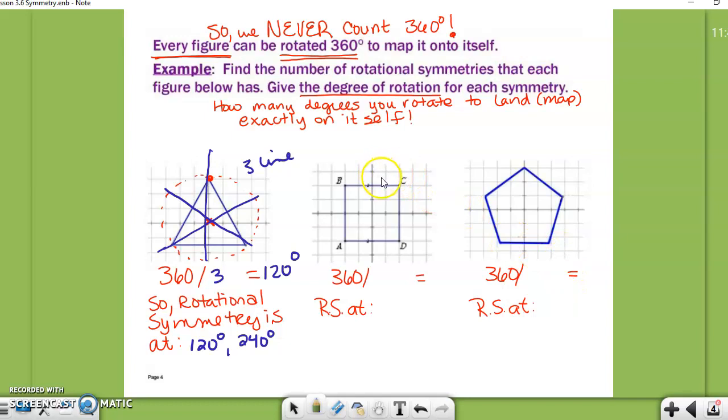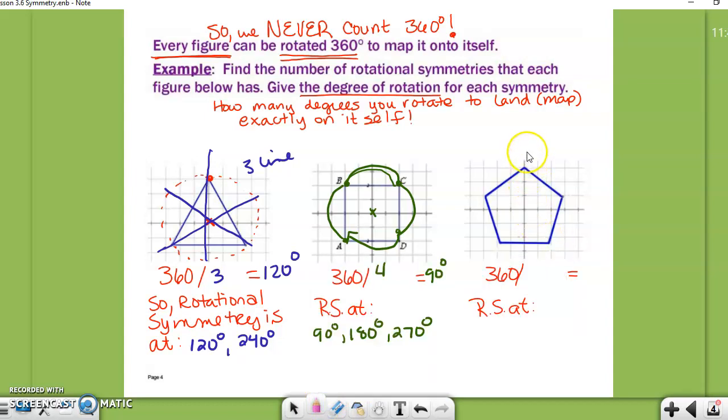Then when I take a look at the figure here, the square, I pick a point like A, and I'm going to rotate about the center of the figure. It would take me 1, 2, 3, 4 turns to get back, and every turn I stop where I have rotational symmetry. Okay, so that gives me 90 degrees for each turn. So I have rotational symmetry at 90 degrees, 180 degrees, and 270 degrees.